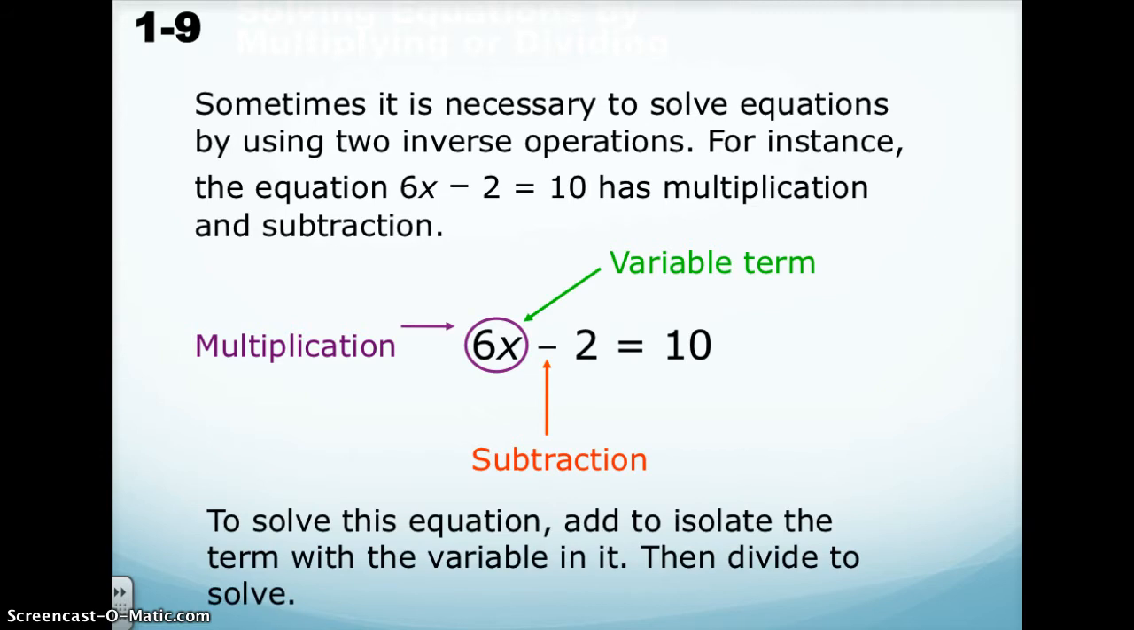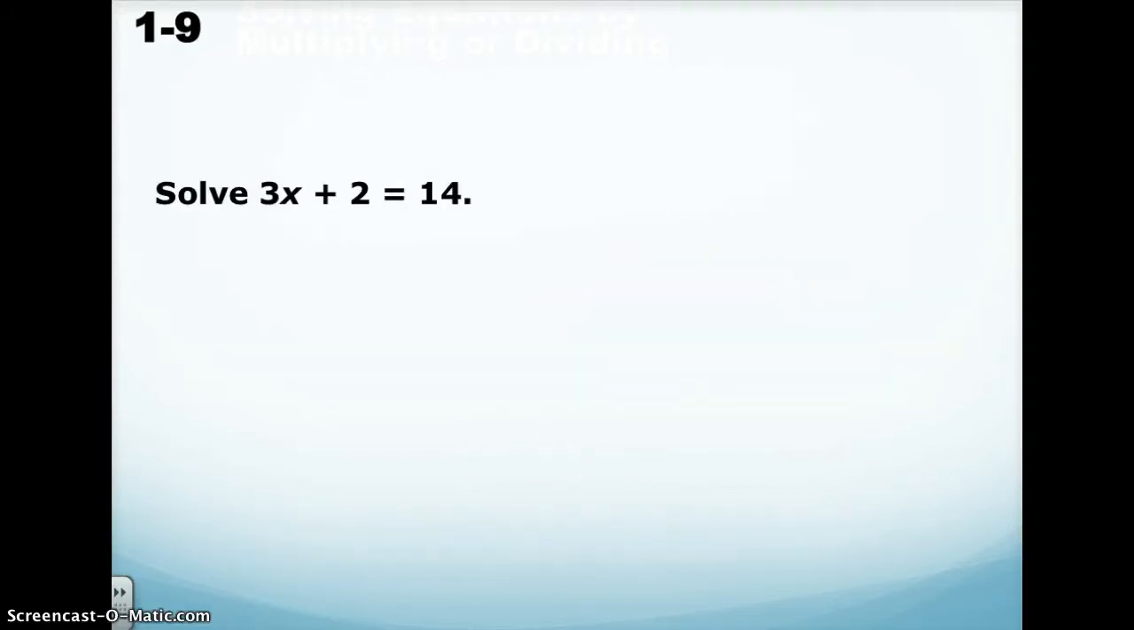Just a few different pieces. Remember, the x is the variable. The 6 would be called the coefficient. If we were to solve this equation, we would try to isolate x. So let's try one. Solve 3x plus 2 equals 14.